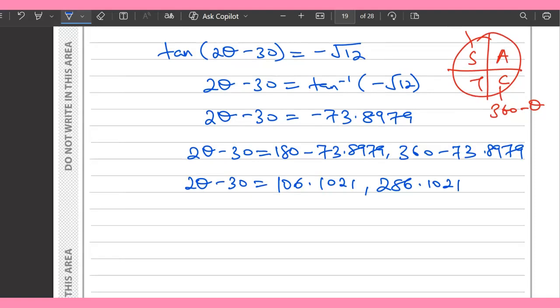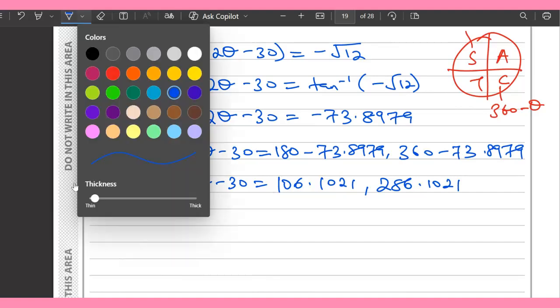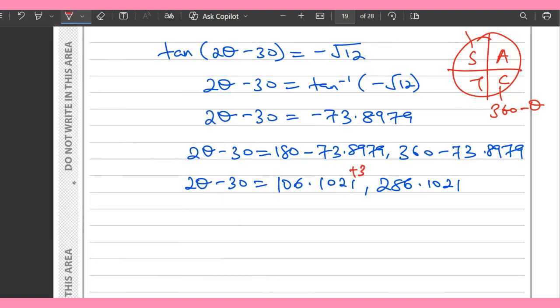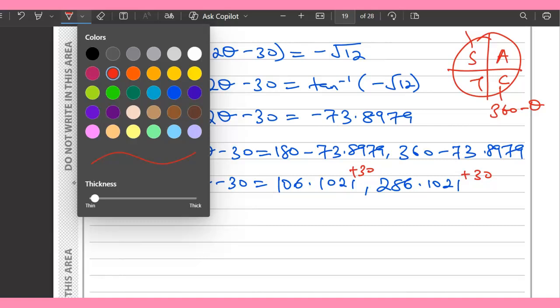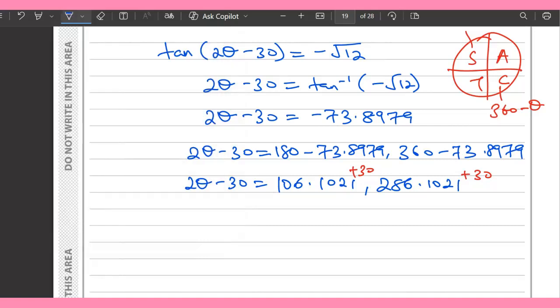What we can do, we can get rid of this negative 30 by adding 30 to both 106.1021 and 286.1021. So here we can add 30, and also the second one we can add 30, so that what we are going to have here is 2 theta equals, this one should give you 136.1021, and this one should give you 316.1021.